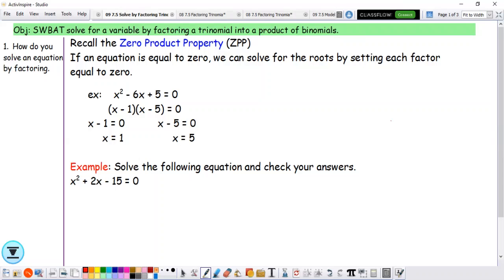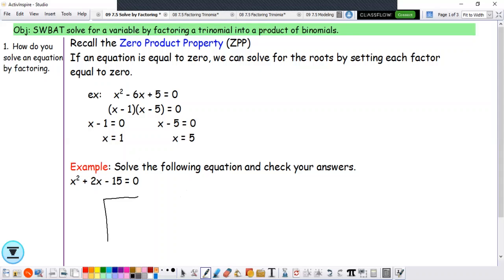So our directions are: solve the following equation and check your answers. So we have x squared plus 2x minus 15 equals 0. It is in standard form. We can go ahead and create our model if it helps us to factor. So we have x squared in the top left. We have our constant, minus 15, in the bottom right. We know x times x will multiply to give us x squared.